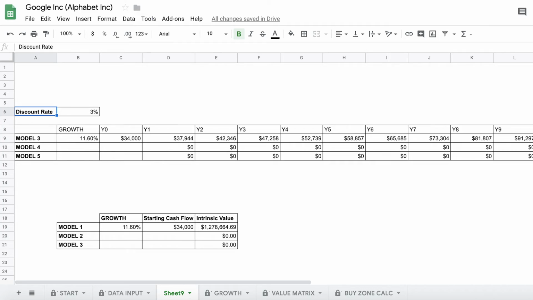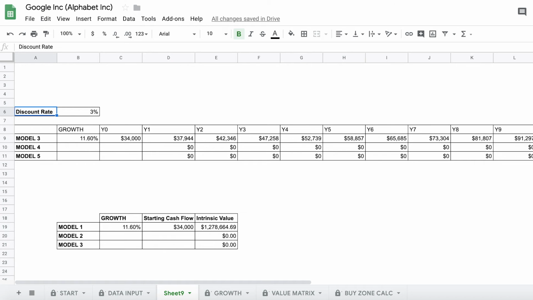So if we use a growth rate of 11.6% and we're growing their free cash flow, which was in 2018, $34 billion, and we're using a discount rate of 3%, which is about the current 10-year treasury yield, which is the risk-free return that we could expect to get, what we come up with is an intrinsic value of just under 1.3 trillion for the entire company.